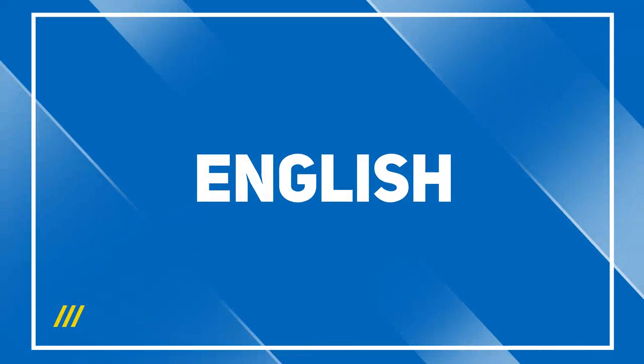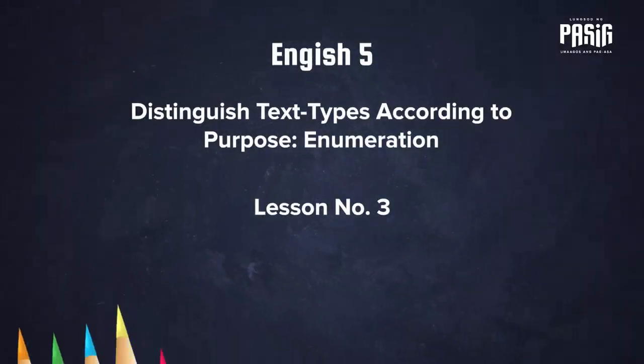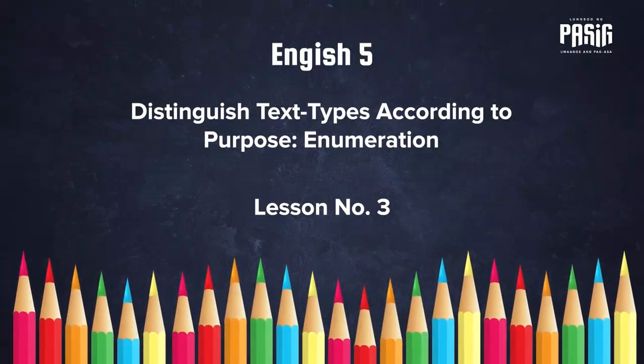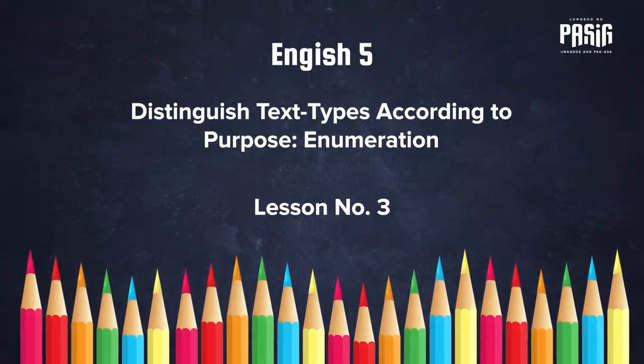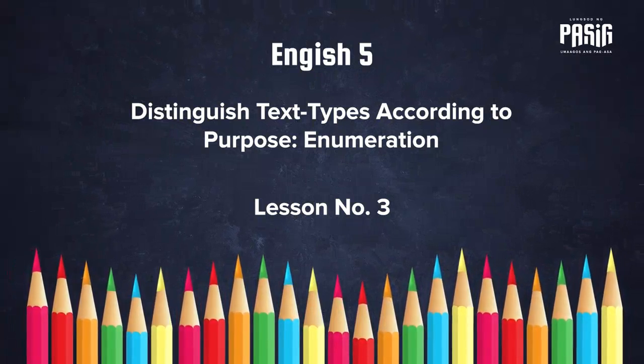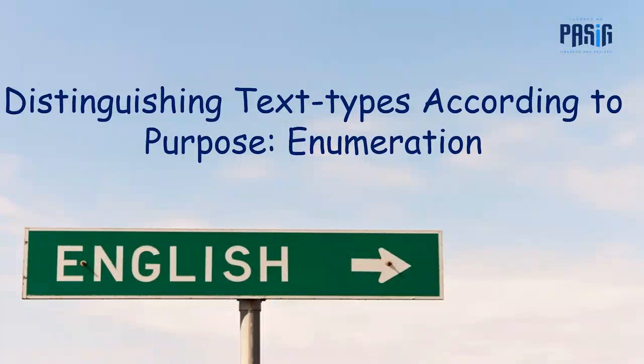We are in the third quarter of our set of lessons and I hope everybody will delight in learning today with lesson number 3, Distinguishing Text Types According to Purpose, Enumeration. At the end of this video lesson, you are expected to: 1. Identify the purpose of an informational text. 2. Identify texts that use enumeration. 3. Identify different text types.